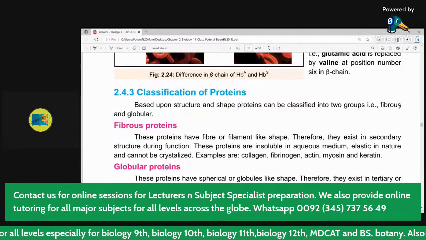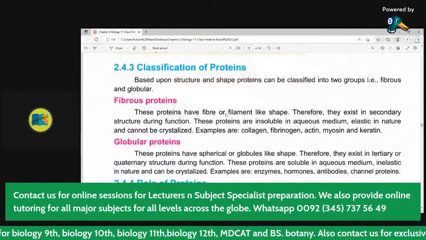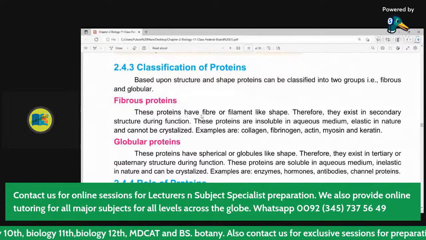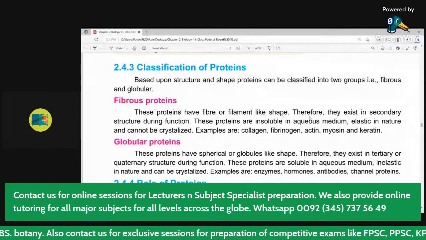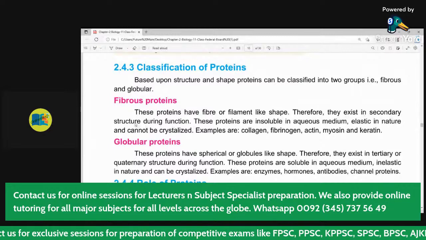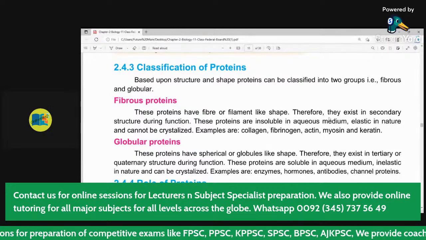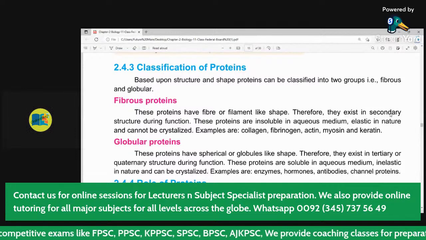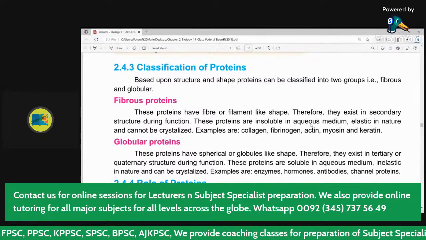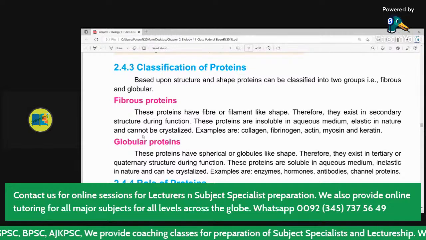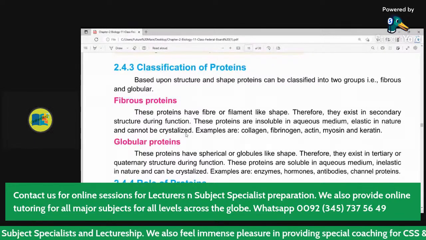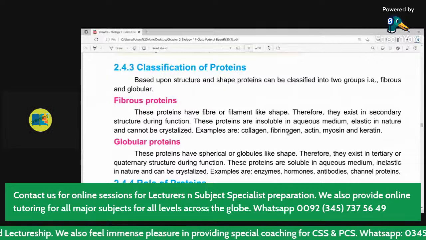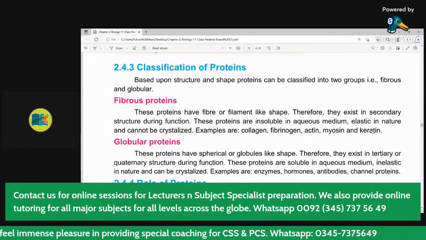What are fibrous proteins? These proteins have a fiber or filament like shape, so these are called fibrous proteins. Therefore, they exist in secondary structure during function. These proteins are insoluble in aqueous medium, elastic in nature, and cannot be crystallized. Examples are collagen, fibrinogen, actin, myosin, and keratin.